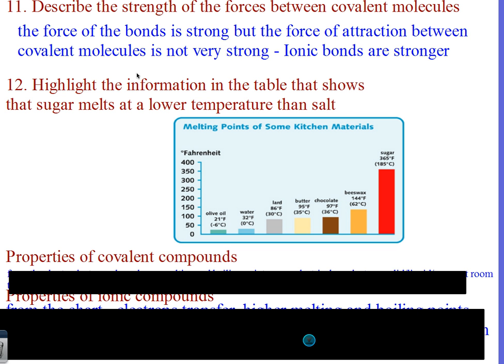Okay. This was something pulled from an old reading, just an interesting thing to look at, the difference between the melting points of some of the different elements. And it says, highlight the information in the table that shows that sugar melts at a lower temperature than salt. You can ignore this because when I pulled this, I pulled the wrong thing. Sugar melts at 365 degrees Fahrenheit. Salt melts someplace way up here.